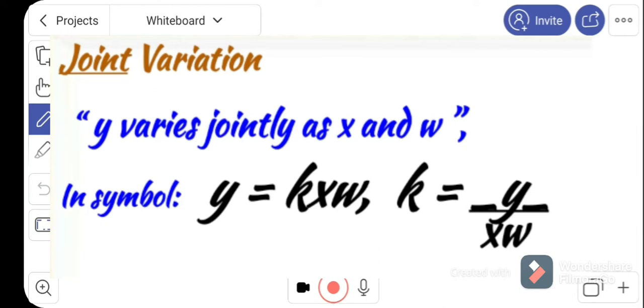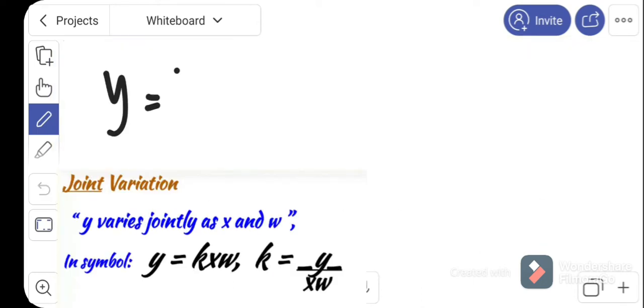So we write y, this is a product, remember? So we'll have k as our constant of variation and the product of the two other variables that are involved. So that's x and w in this case. Remember, variables may change except for the constant of variation.